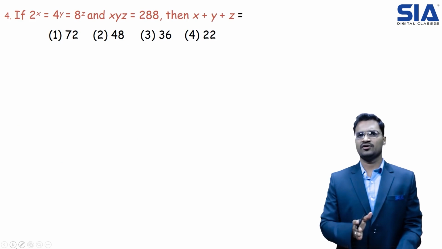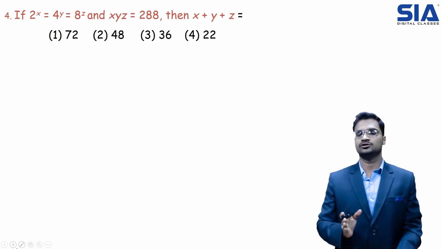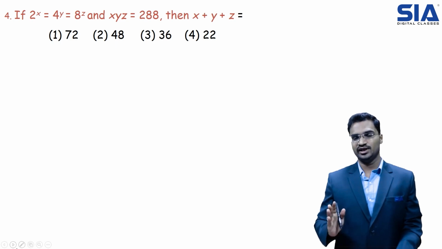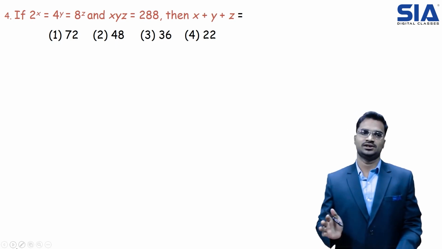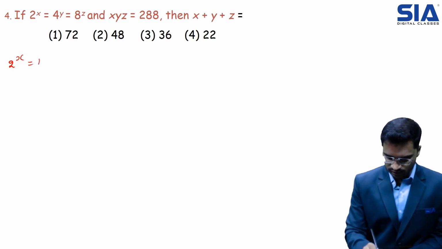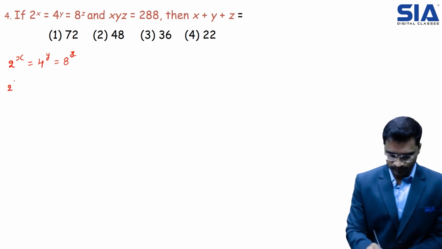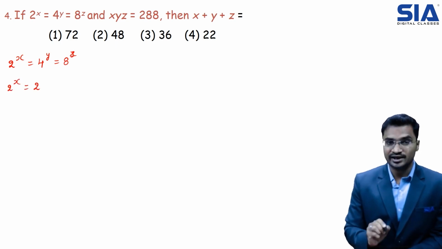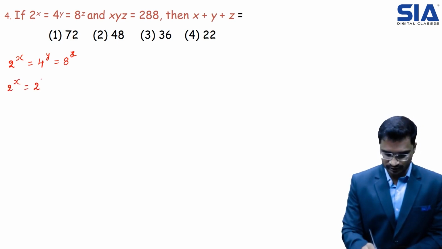If 2 to the power of x is equal to 4 to the power of y is equal to 8 to the power of z, and x into y into z is 288, then what is the value of x plus y plus z? Now let us equate this. 2 to the power of x is equal to 4 to the power of y is equal to 8 to the power of z. Now 2 to the power of x is equal to, can I write 4 as 2 square?